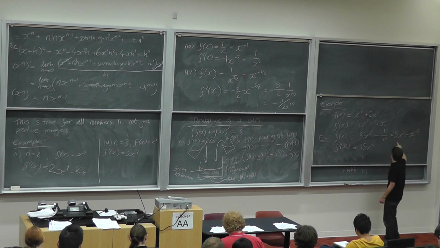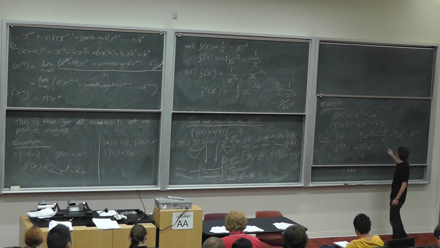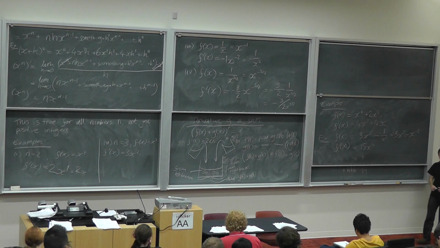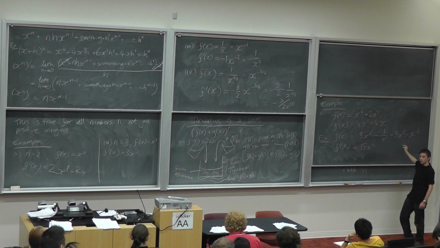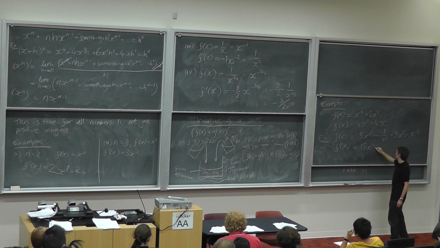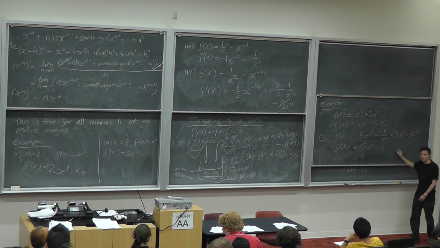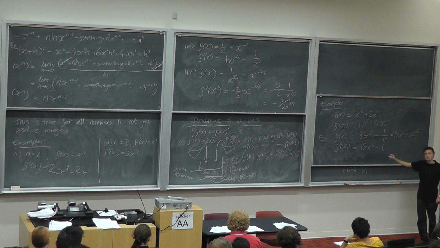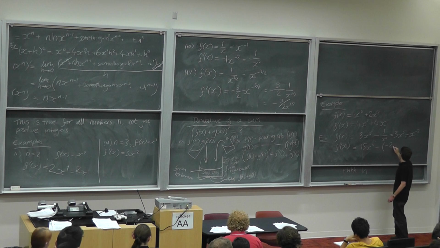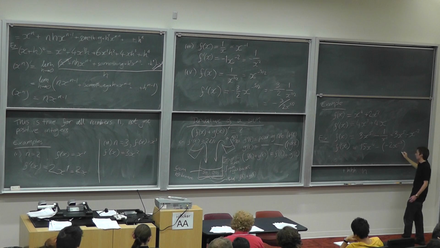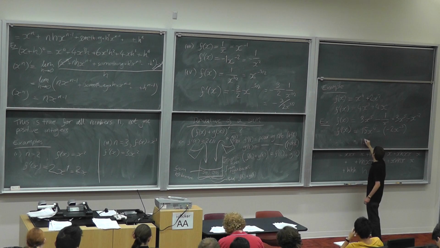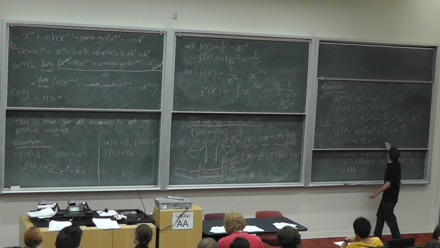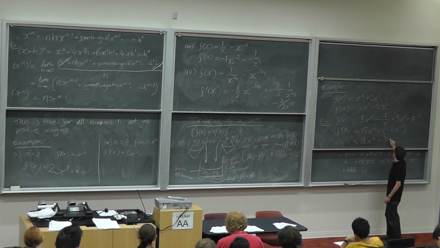So its derivative of the first term is 15x to the 4. What's the derivative of the second term? Negative 2x cubed. So we've got derivative of x to the minus 2 is minus 2x to the minus 3. And if we simplify this, we've got 15x to the 4 plus 2 over x cubed.